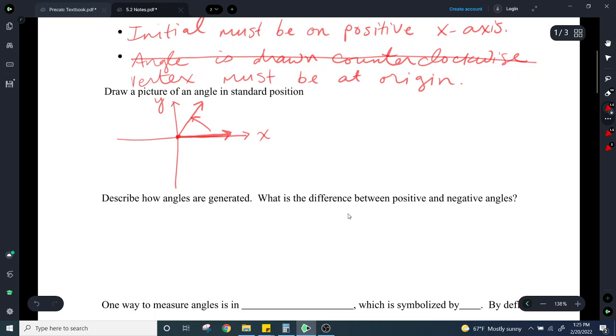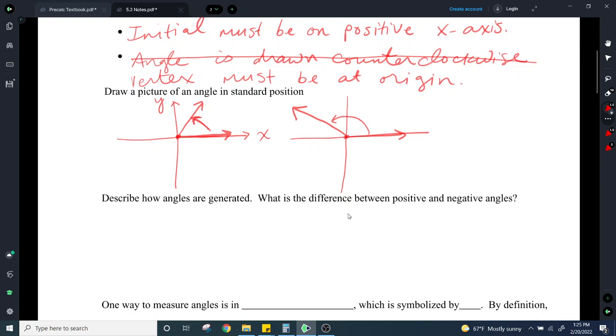So we have our initial side and our terminal side. This arrow is not part of the angle. I'm drawing it to indicate the motion, that we're going in a counterclockwise direction. So this would be a standard position angle in the first quadrant. Now let's draw a standard position angle in the second quadrant. So we might rotate it this way, and there's our terminal side in the second quadrant. Wherever the terminal side ends up, we'd call it an angle in that quadrant.